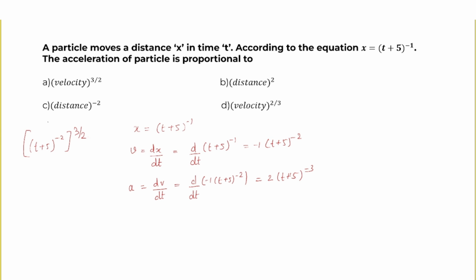I have taken velocity whole raised to 3 by 2, right? So velocity is how much? Minus 1 (t plus 5) whole raised to minus 2. I have ignored the minus 1 because they are asking proportionality. They are not saying equal. So we can ignore the constant term. So (t plus 5) whole raised to minus 2, that's the velocity, whole power 3 by 2. So if you cancel out this minus 2 and 2, you are left with (t plus 5) whole raised to minus 3. And that is nothing but our acceleration. So the correct answer is option A.